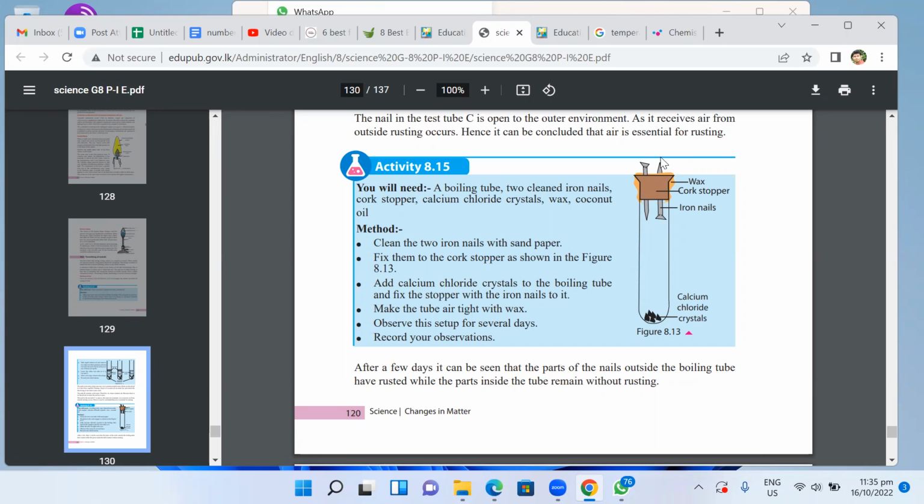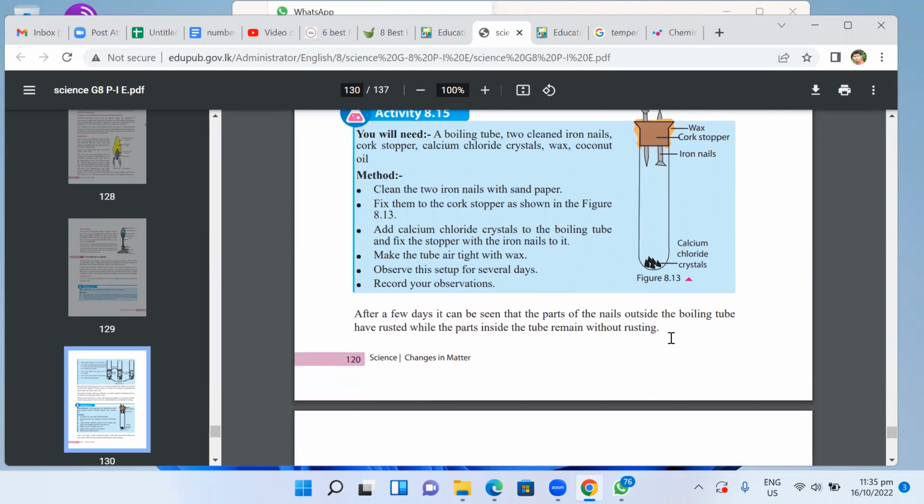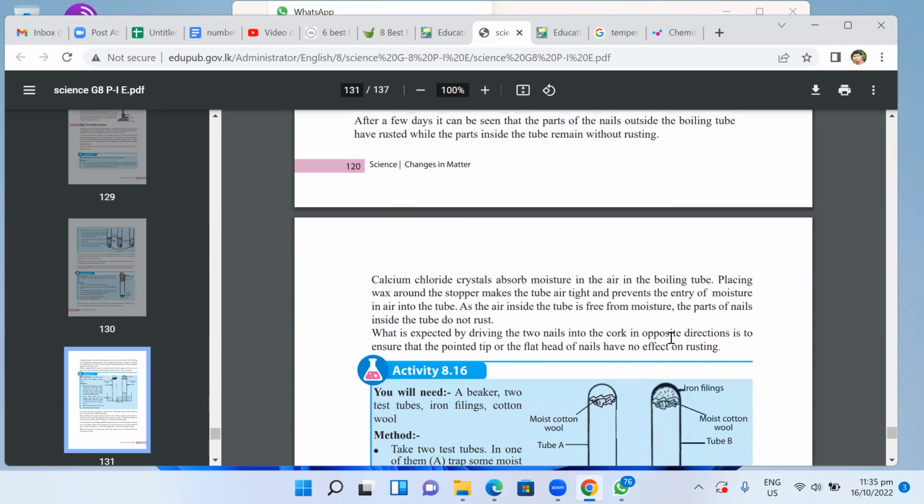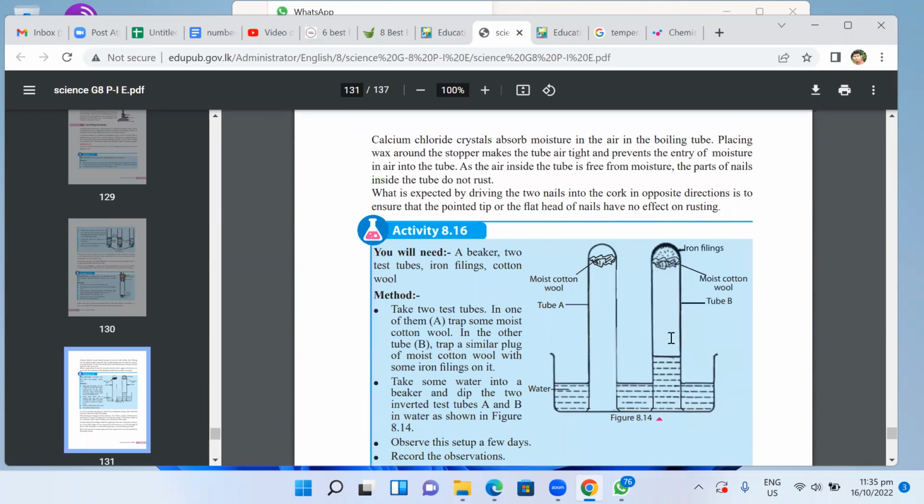Okay. Then why calcium chloride crystals? What's the reason? To absorb water vapor. Yes. So when calcium chloride crystals are there, that will absorb water. And what is not there then? Here you have enough gas, oxygen is there, but now another factor is missing. For the rusting process, we need H2O.